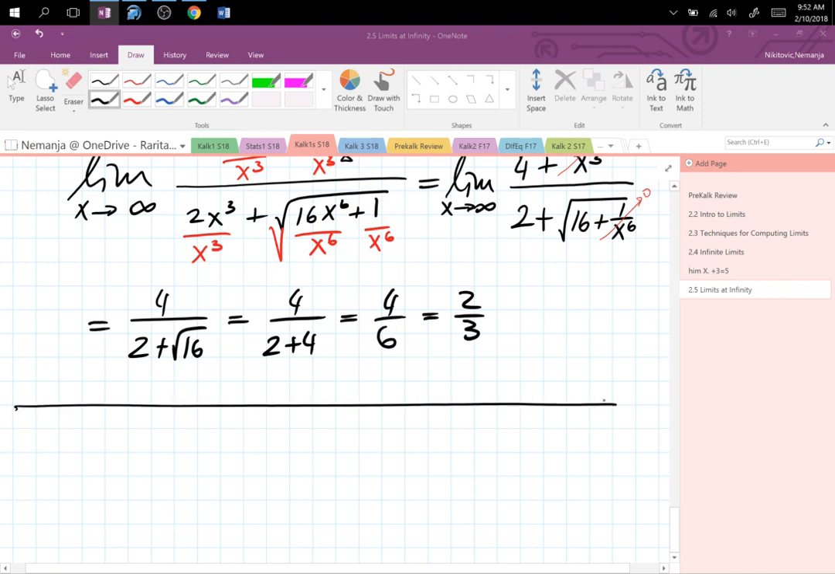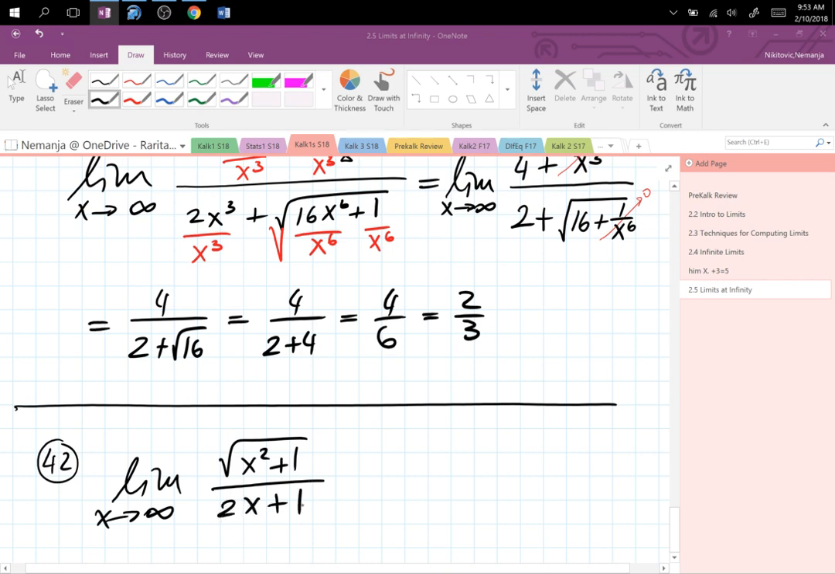You want another one of these? All I heard was yes, so let's do it. 42 follows closely behind. Limit x goes to infinity, the square root of x squared plus 1 divided by 2x plus 1. What's the answer? 1/2, clearly. Okay, good. Now get it. Do the steps between the problem and 1/2. Oh, come on.